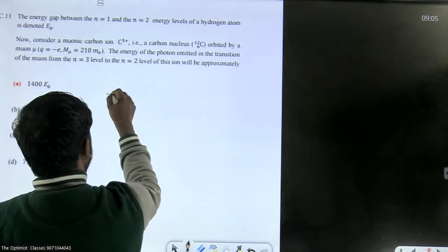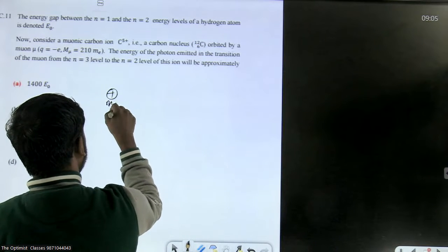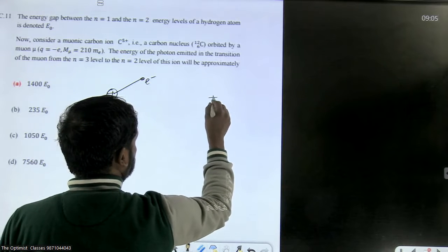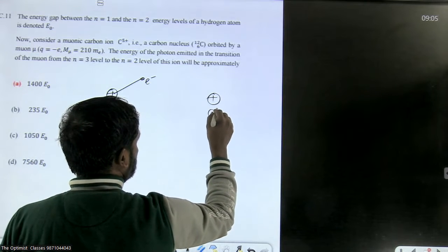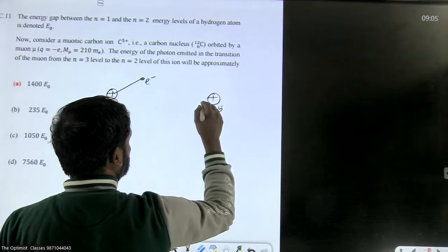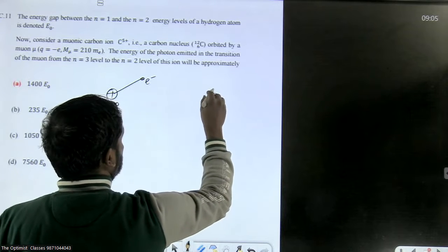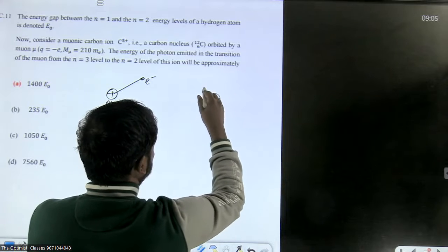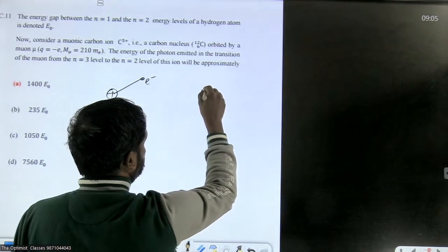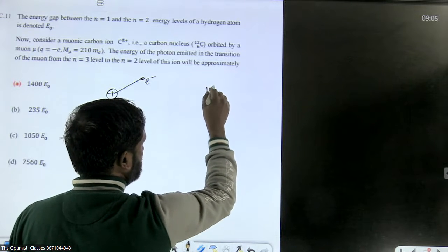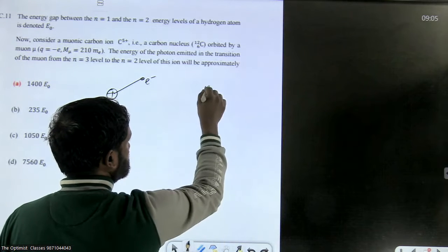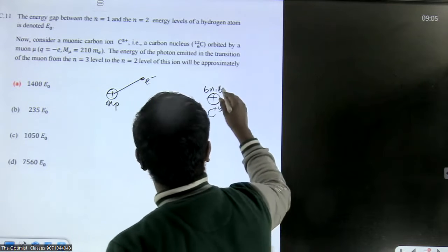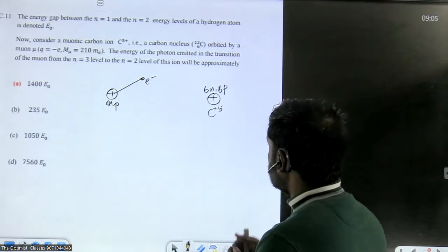We have a hydrogen atom, so we have a proton. This is the mass of the proton, and there is an electron revolving around it. And now we have a carbon nucleus C plus 5. So there will actually be a nucleus here, so there will be 12. Mass will actually, there are six neutrons and six protons. Six protons are there.